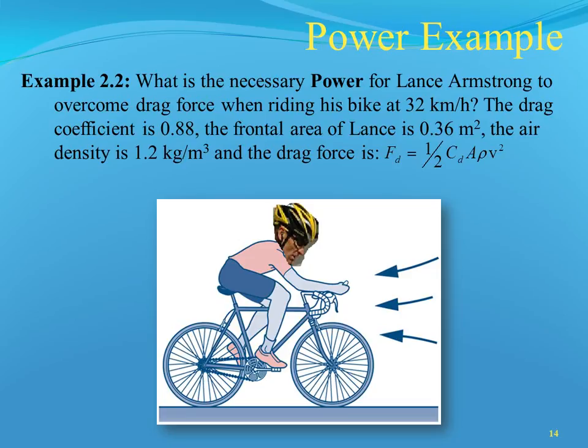The air density is 1.2 kilograms per meter cubed, and the drag force is equal to 1/2 times the coefficient of drag times the frontal area of Lance times the density times the velocity squared. So again, I suggest that you take out a piece of paper and a pencil, see if you can figure out the power given the information from this example problem, and in the next video we'll go through the solution.